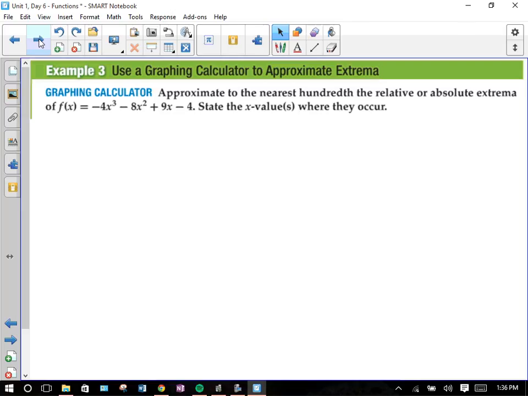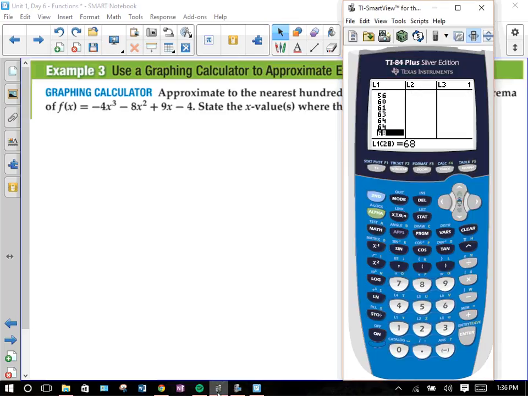I don't want to move on to the share out because it's easier to type on the smartboard with the fingers instead of the mouse. So, calculate it out. Are we going for y? You're going to go y equals. That's where you do most of your work forever.